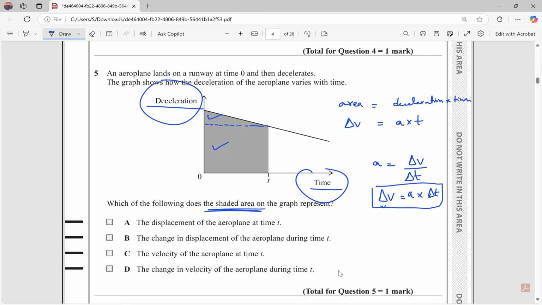So option A and B, they are wrong because it's not displacement or the change in displacement. Option C and D. C is velocity, D is change in velocity. It makes a difference here. You can't say velocity because acceleration only happens when the velocity changes. If there is no change, there's no acceleration. So it's option D.